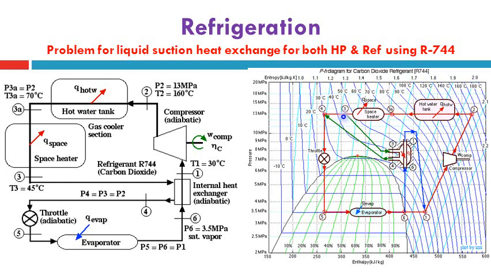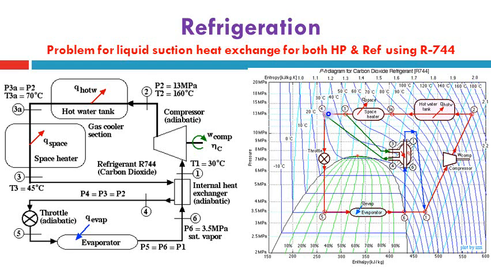Then the temperature will be reduced in the third part using the liquid suction heat exchanger, the main issue of this problem, by the heat gained by the superheated steam in the suction line to reduce its temperature from T3 to T4. T3 is around 45 degrees Celsius, somewhere between 40 degrees Celsius and 50, and then point 4 is on the line of 30 degrees Celsius.